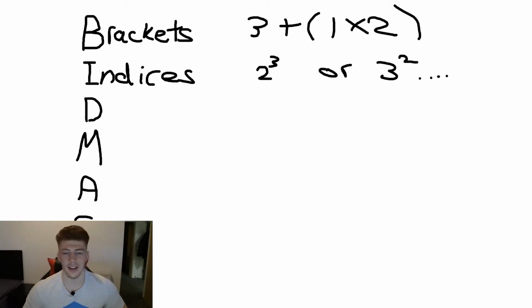So I is for indices. Now, indices is wherever you've got one number to the power of another number. For example, here we've got 2 to the power of 3, or 3 to the power of 2. Now, if you ever see any indices in an equation, you must always solve these second. You must do the brackets first and then deal with any indices after.